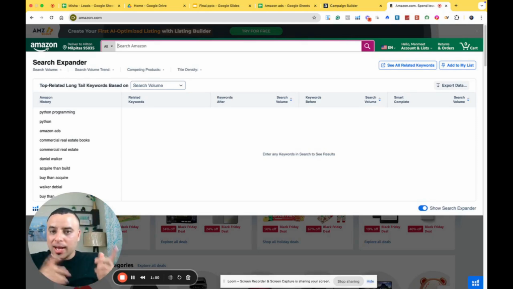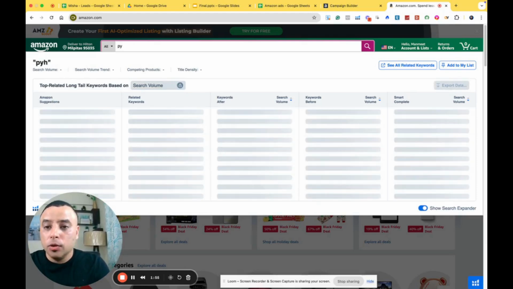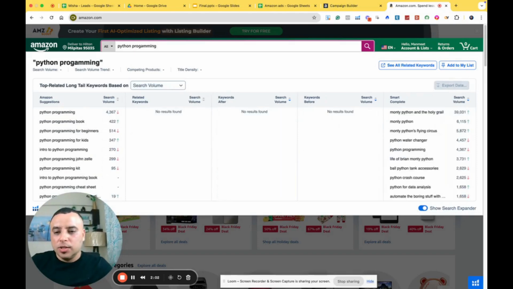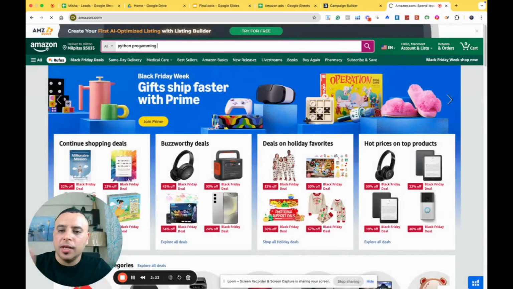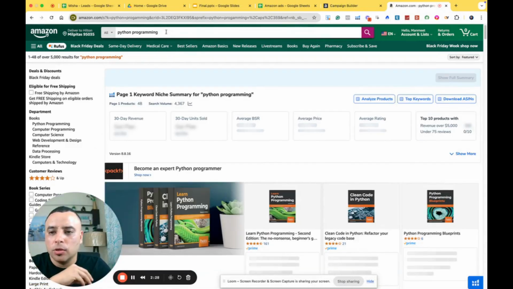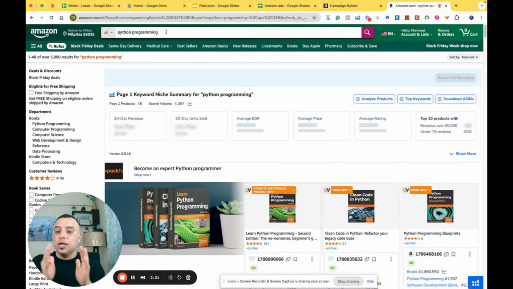So if you have a tool and you're on Amazon, what you do is type your main keyword. For example, if I have a book on Python programming, you can see it gives you all the suggestions on the keywords and the search volume. And this is what we want. If I have a book on Python programming, I know my search volume is about 4300. That's the demand. How much is the supply? We need to see. If I click enter, there are about 5,000 books on Python programming. So it's more or less equal.